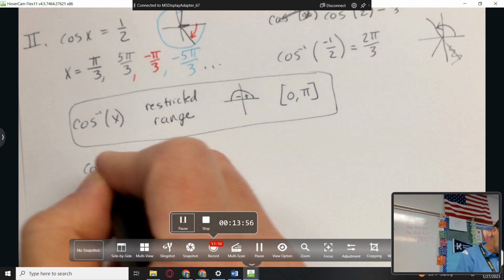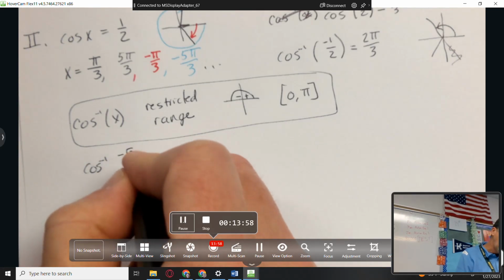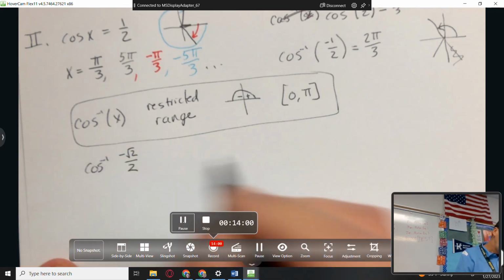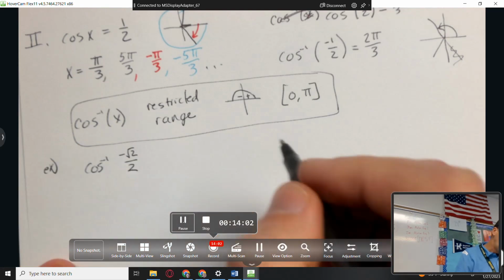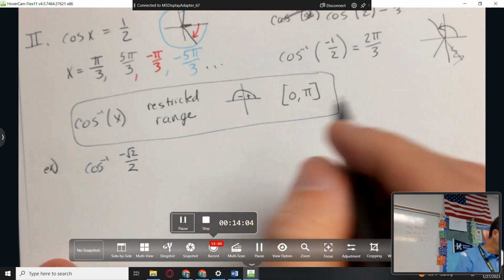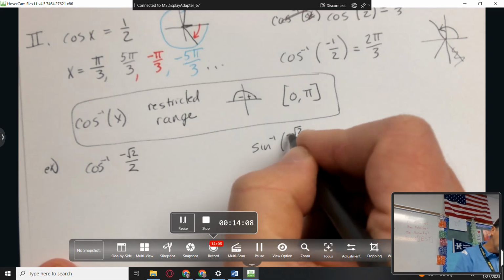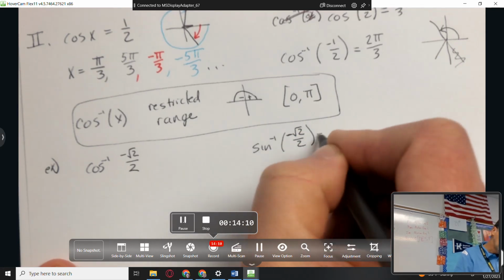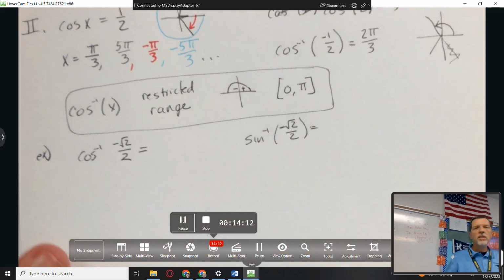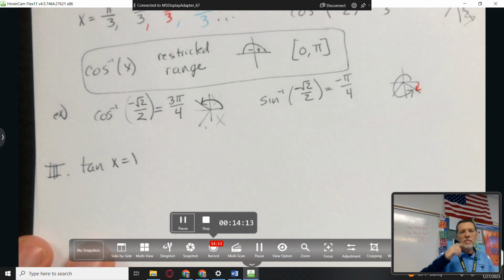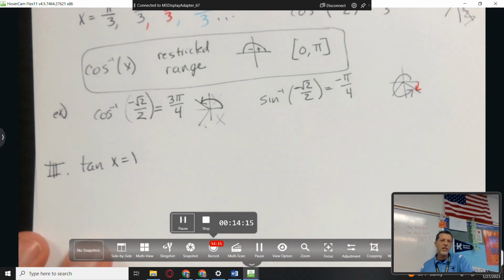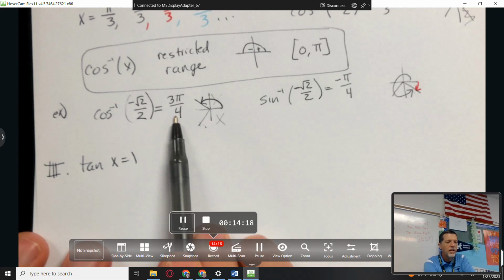Okay, a little bit of practice here before we do tangent. Inverse cosine of negative root 2 over 2 and inverse sine of negative root 2 over 2. All right, so inverse cosine, that answer was 3 pi over 4. This one was negative pi over 4.